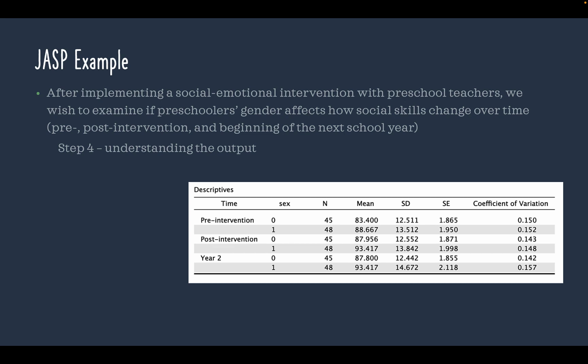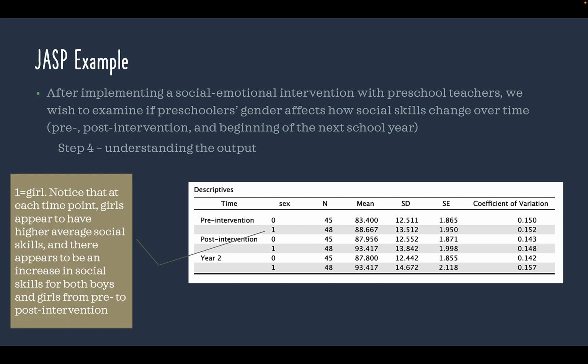All right, and then looking at our descriptives, again, 0 is boys and 1 is girls. We notice that at each time point, girls appear to have higher average social skills than boys, and there appears to be an increase in social skills for both boys and girls from pre to post intervention. But then we don't see much of a difference from post intervention to year 2.